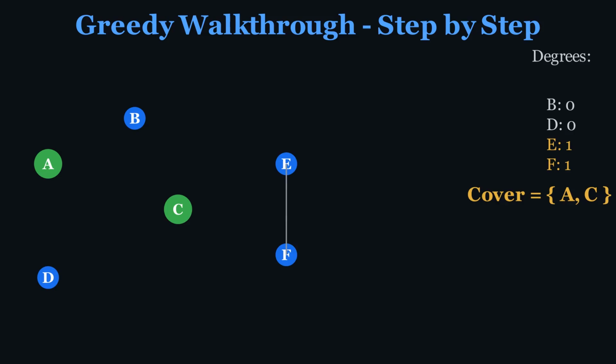Once A is added, most of the graph is already handled. At this point, only one uncovered edge remains between E and F. Either endpoint would work, because picking either one would touch that final edge. This is a nice example of how greedy decisions often become very simple near the end. The graph has been reduced enough that the final move is obvious.